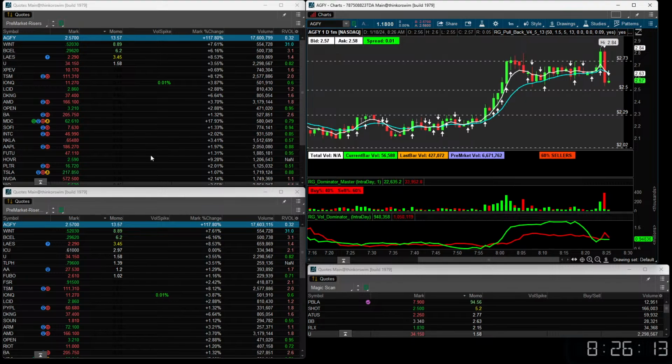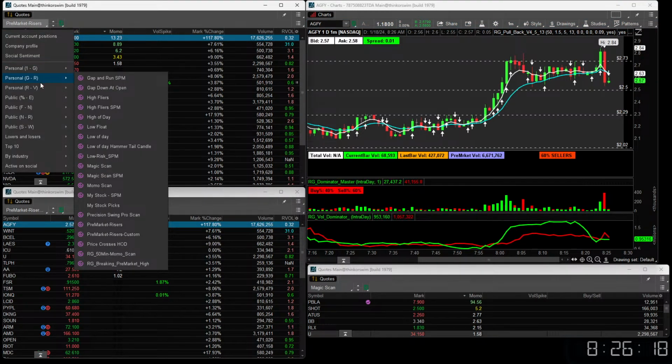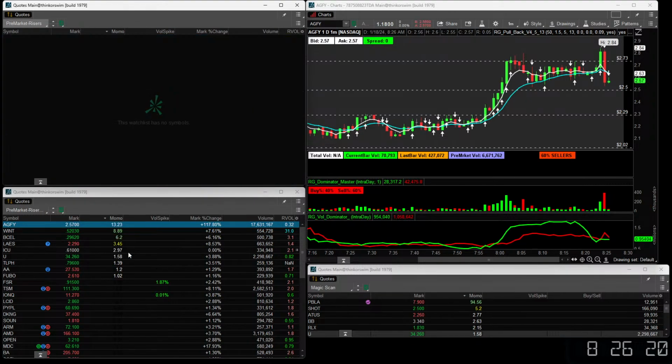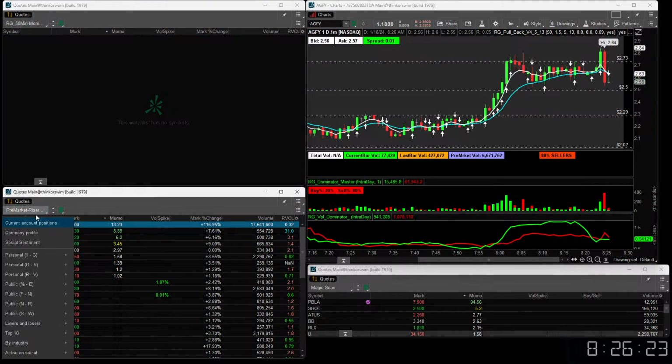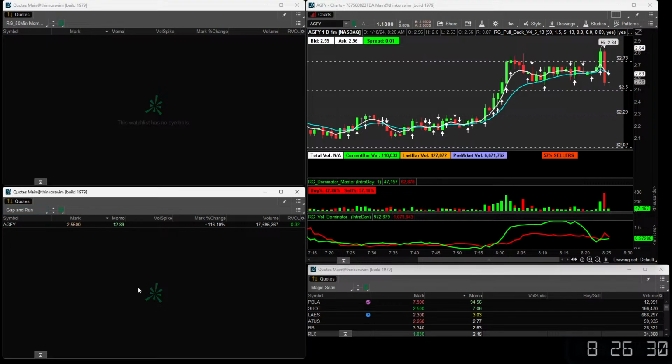So we have about 3 minutes to go. I'm going to change the scan, or 4 minutes. I'm going to put the 50-minute up here. I'm going to go back to the gap up at open on this one. So the gap and run scan are stocks that open higher when the market opens and supposedly run after that open. And I'm going to leave magic scan here.